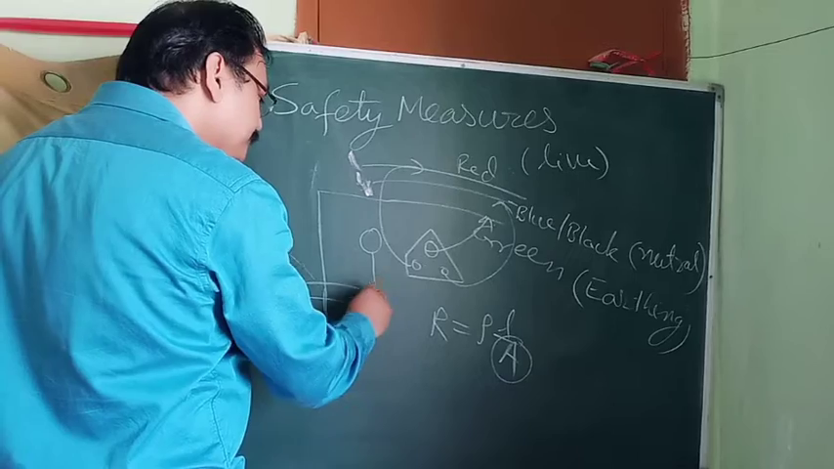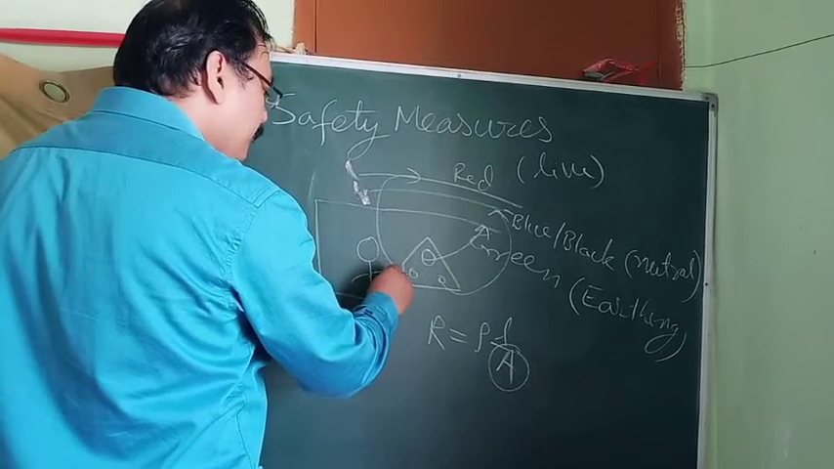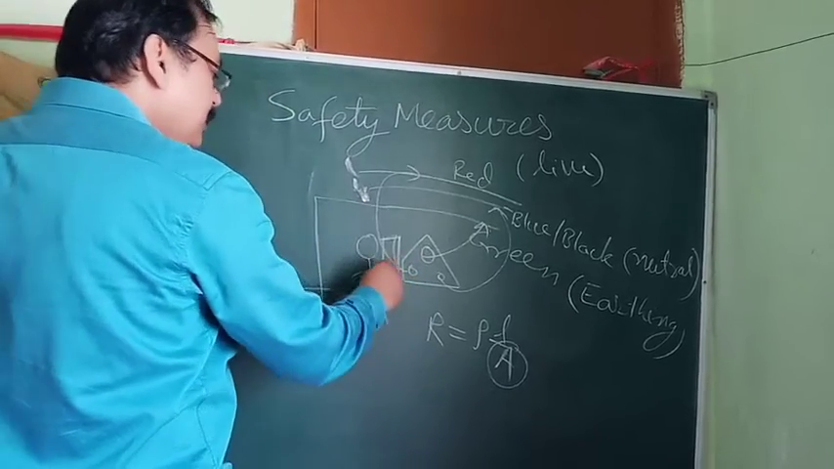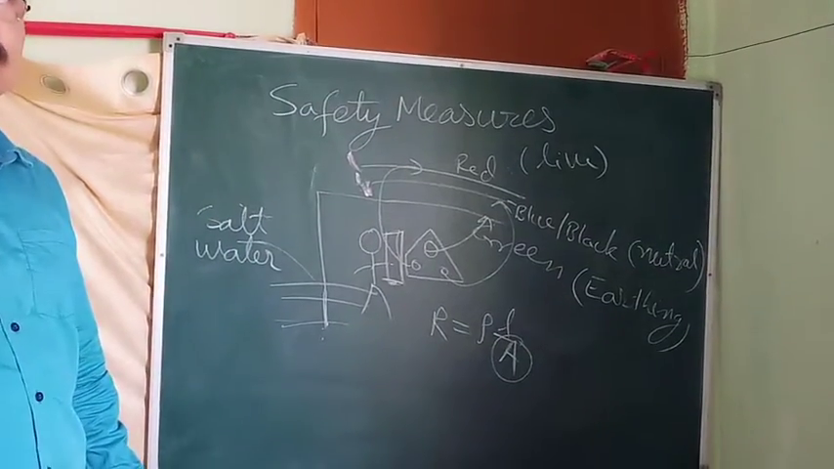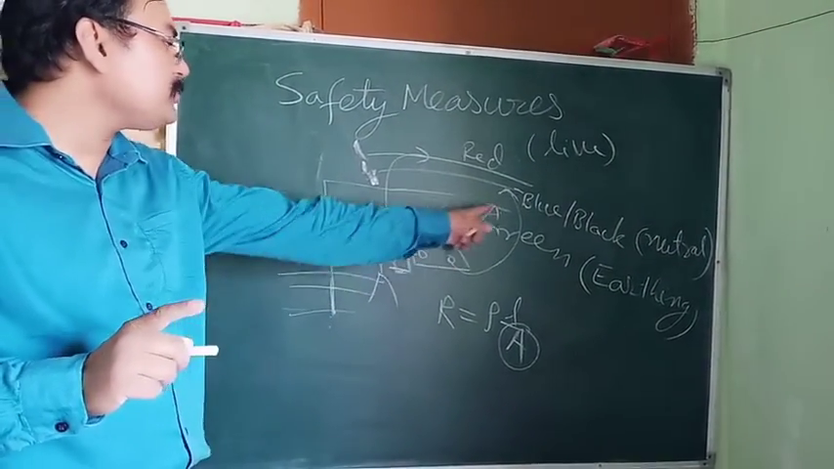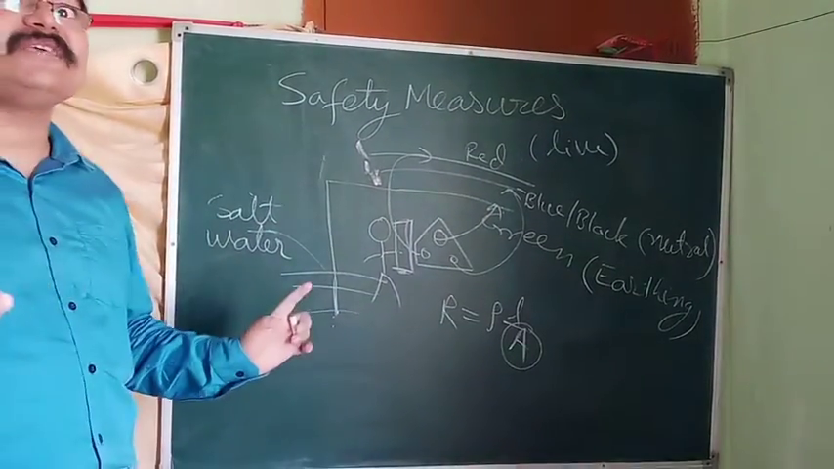Suppose this is you, and you are touching the body of the fridge. Here the fridge is there. So this is the fridge. So what will happen? The current always prefers the path of lower resistance. So rather than flowing through your body, it will flow through this and will go to the earth. So it will save you.